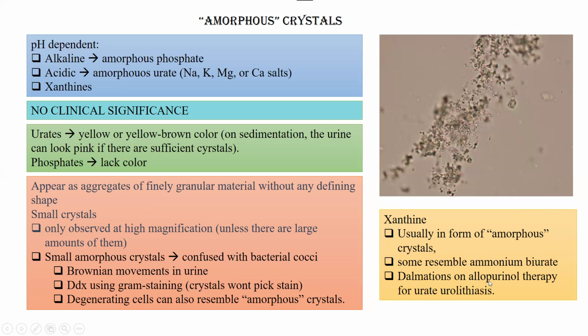Dalmatian dogs on allopurinol therapy form urolithiasis. Basically, there is an underlying concept in this line, and you are going to understand it better when we discuss ammonium urate crystals in the next video. In that video lecture, we are going to discuss this drug and the whole concept behind this in detail. But as far as this slide is concerned, you should know that Dalmatians, if they are on this therapy, are going to have urolithiasis. To understand the concept behind that, come and have the next video lecture on ammonium biurate.